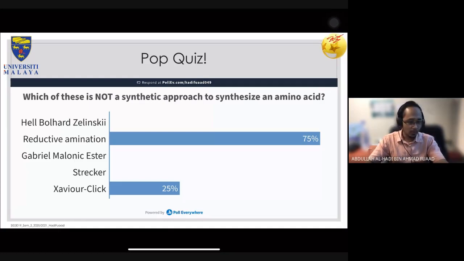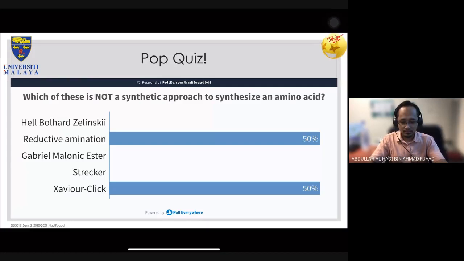Okay, so I have 4. If anyone else wants to join in and have a try. I have 5 now, 6. So 15 more seconds. 50-50. Xavier Click is going higher. Strecker synthesis. Okay, reductive amination. All right.